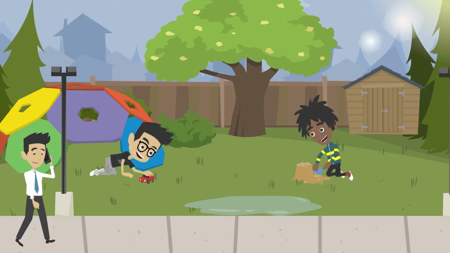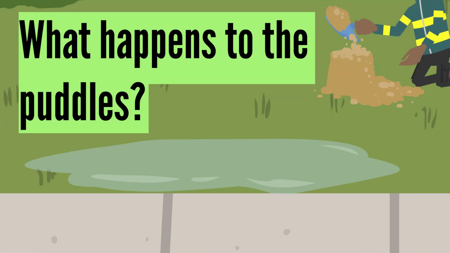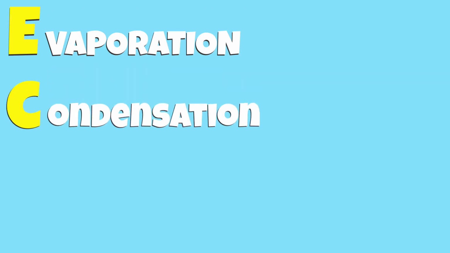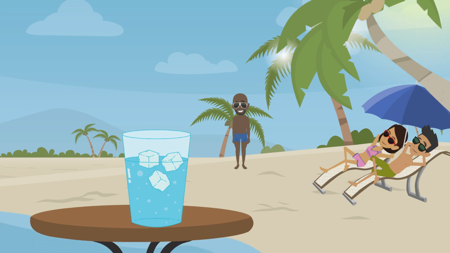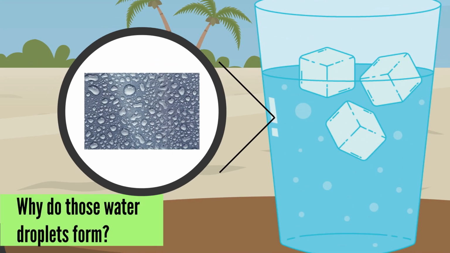E stands for evaporation. When water gets hot, does it stay as a liquid? Picture a sunny day and a wet sidewalk. What happens to the puddles? C stands for condensation. What do we see on the outside of a cold glass on a hot day? Why do those water droplets form?